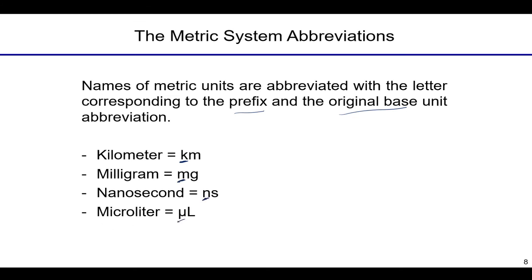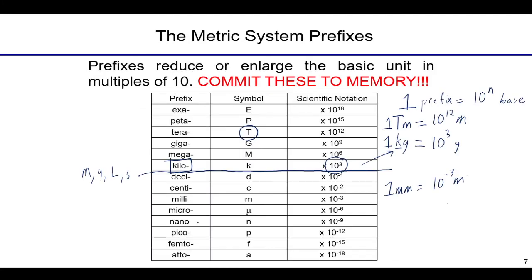Micro is actually a Greek letter mu. That's the only one that's not the letters that we're familiar with. This is the only one that's going to be a Greek prefix, so do keep in mind this one. A lot of these are lowercase. I'm going to put a box around the only ones that are uppercase. They are the largest of these prefixes.